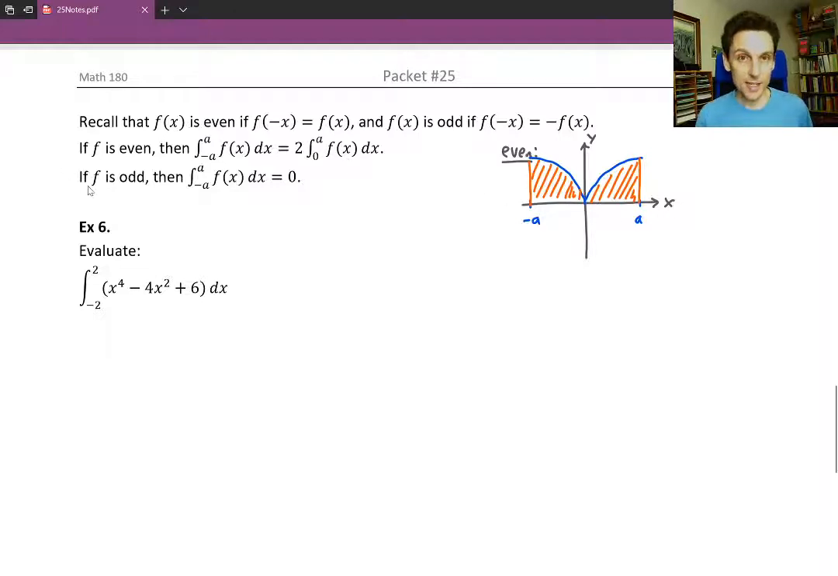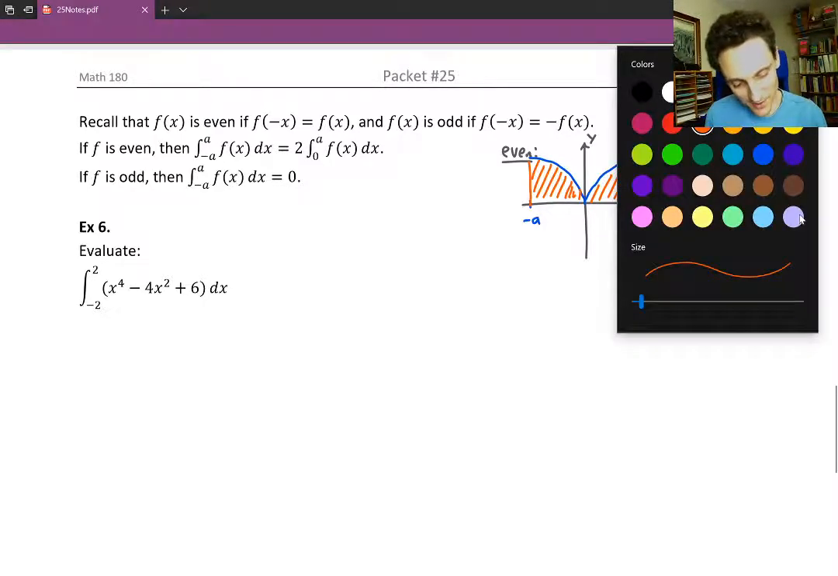Now the second trick is if f is odd. If f is odd and you have the same kinds of limits of integration, so from negative a to a, it could be negative 2 to 2, for example, then this integral is going to be equal to 0. This is what makes this trick make your integrals much easier. As long as they're in this form and you've got an odd function inside, then this is going to be the simplest of all integrals to do.